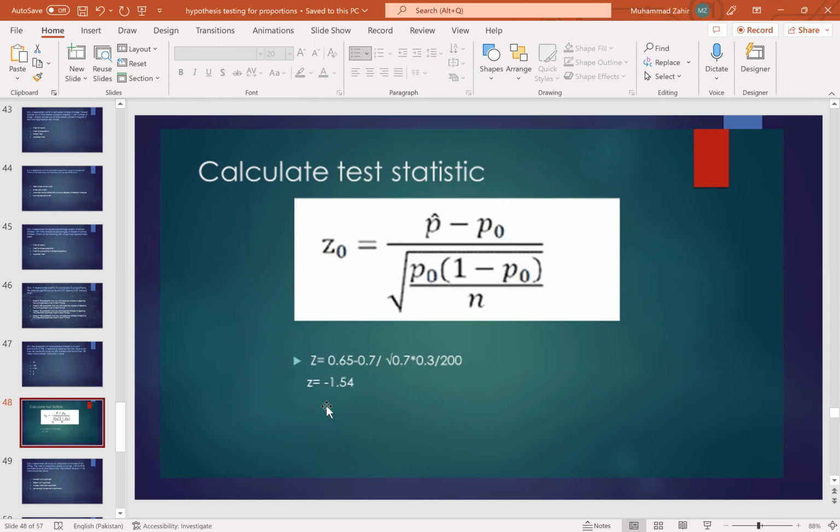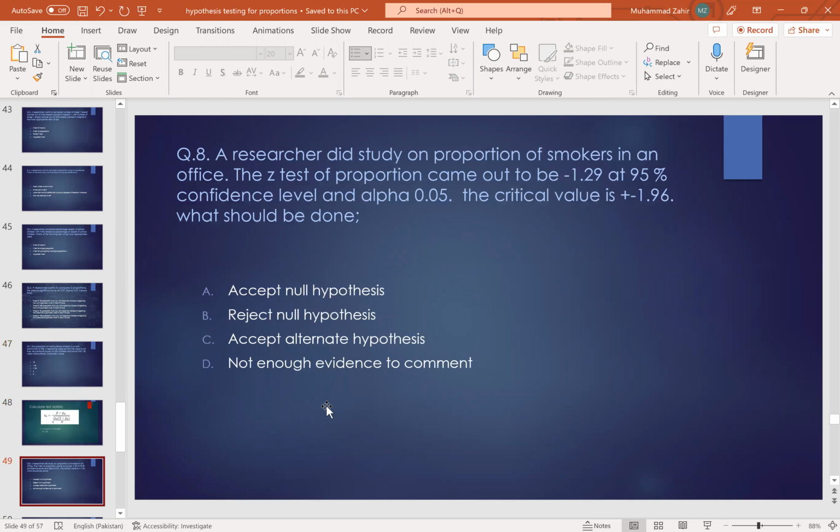Question 8. A researcher did a study on proportion of smokers in an office. The Z test of proportion came out to be minus 1.29 at 95% confidence level and alpha 0.05. The critical value is plus minus 1.96. What should be done? Accept null hypothesis, reject null hypothesis, accept alternative hypothesis, or not enough evidence to comment. Any guesses?